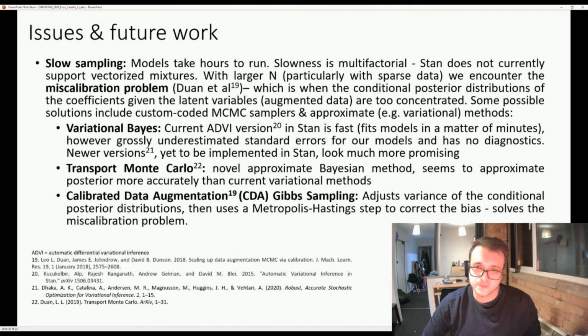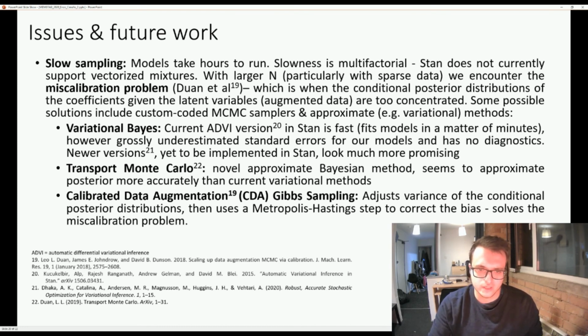And with larger N, particularly with sparse data, we encounter the miscalibration problem, which is when the conditional posterior distributions of the coefficients given the latent variables, so the augmented data Zs, are too concentrated. Some possible solutions include custom-coded MCMC samplers and approximate methods such as variational Bayes. This is implemented in Stan, but the current version grossly underestimates standard errors, and it doesn't have any diagnostics. But there are newer versions. One was published in September this year. These aren't implemented in Stan yet, but they look very promising.